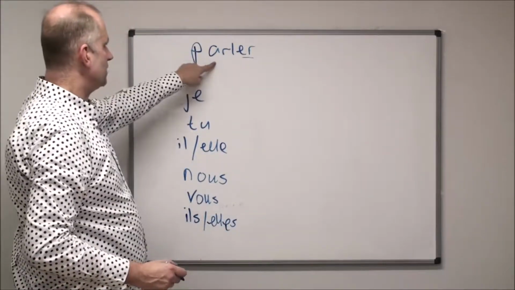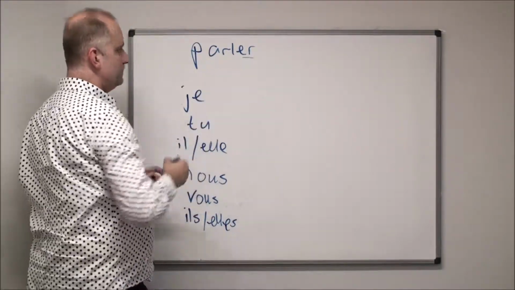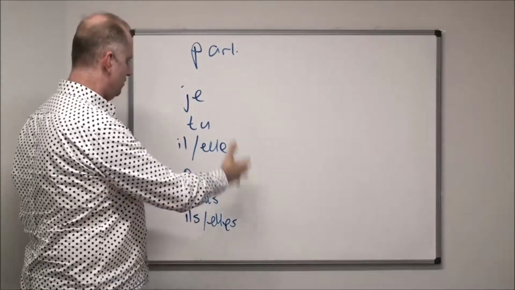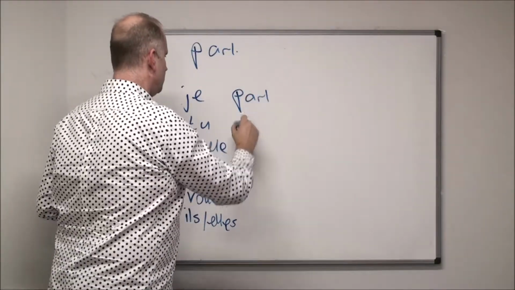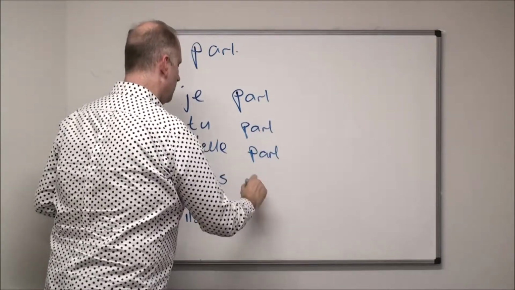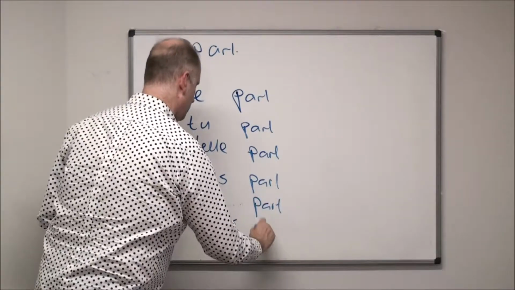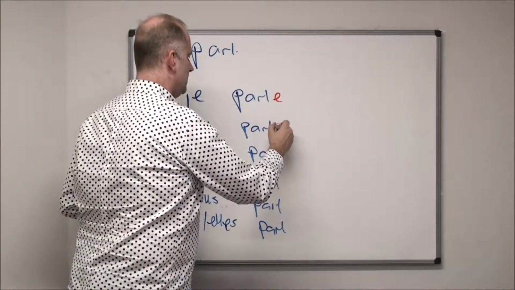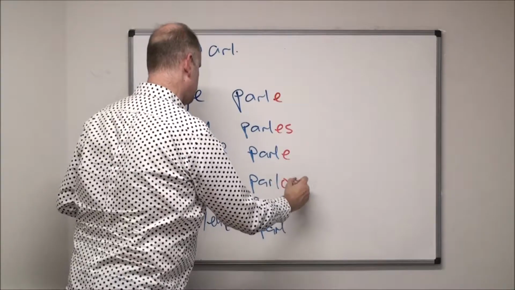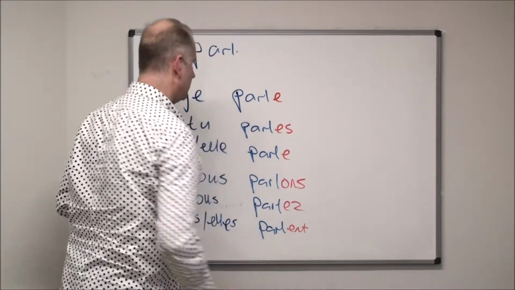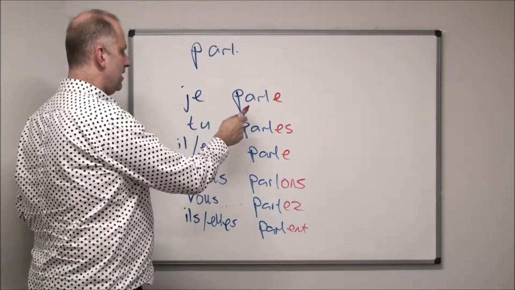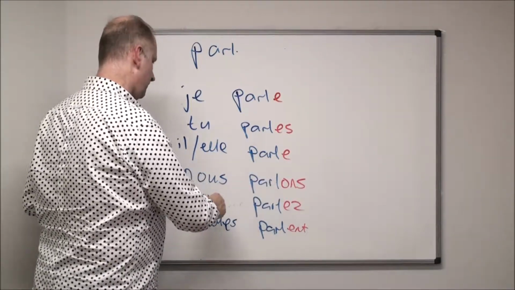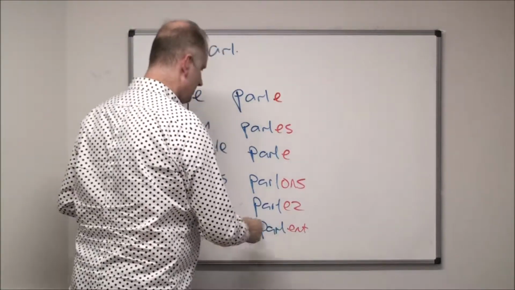So if we look at the verb parler, we can take off the ER and we're left with the stem, parl. We use that to make all the forms of the verb. So parl, just write it down. And then just add the endings. It goes E, ES, E, ONS, EZ, ENT. So je parle, tu parles, il parle, elle parle, nous parlons, vous parlez, ils parlent, elles parlent.